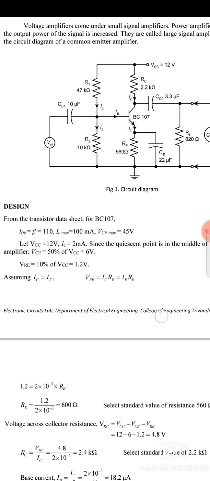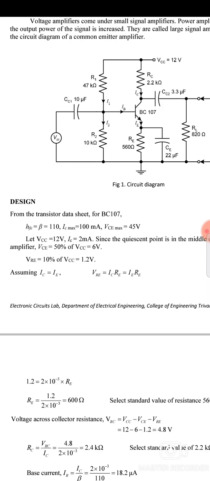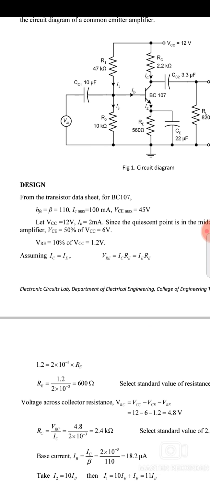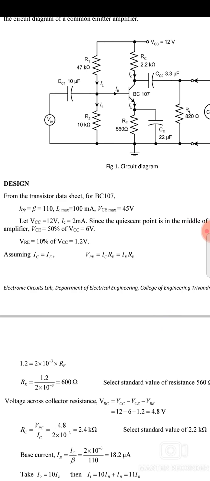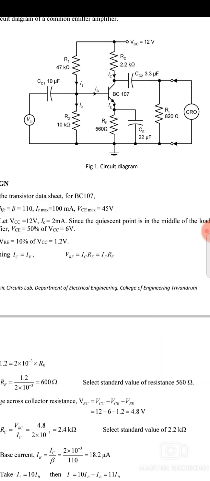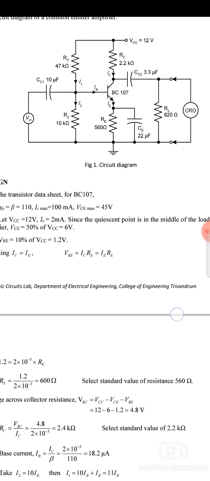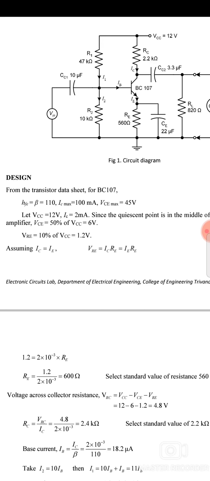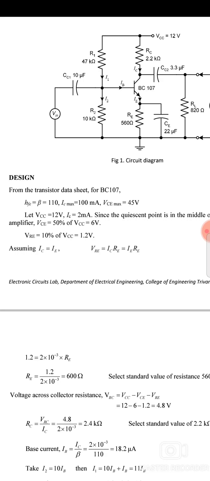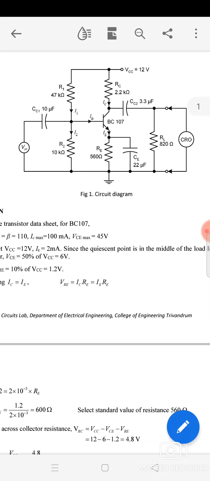To get the other component values, we take the power supply from the circuit diagram: VCC is equal to 12 volts, IC is equal to 2 milliamps, since the operating point is in the middle of the load line for the amplifier. What is the operating point? We already discussed this in the last semester EDC subject, transistor amplification. The operating point is the Q point.